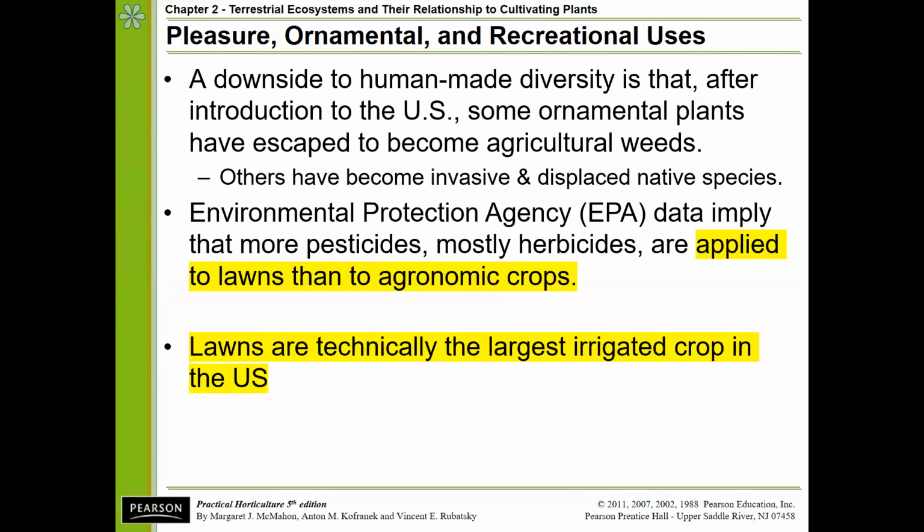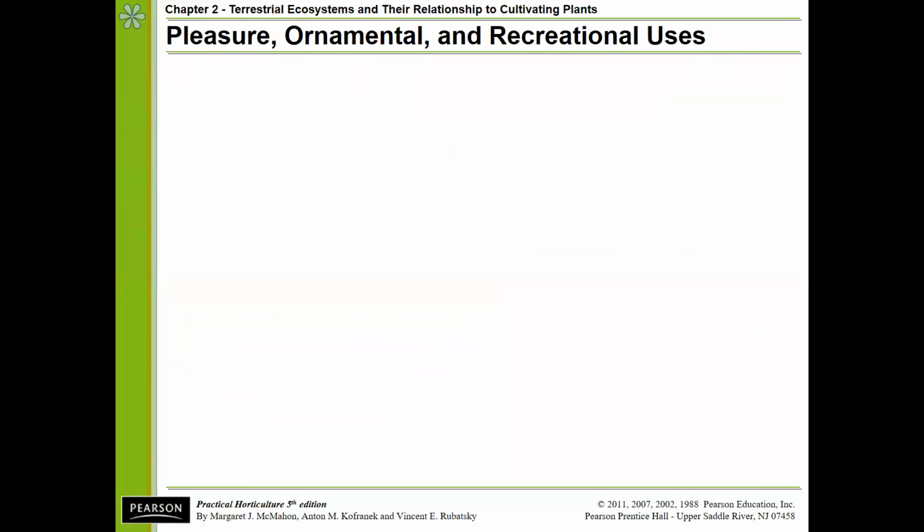Lawns, of course, are technically the largest irrigated crop in the U.S. Kind of crazy to think about. Again, I think this is a trend that's going to change too, because it has to, especially in drought areas like California, for instance. It's already started to change there.